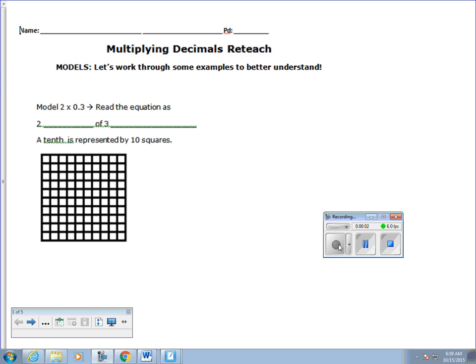For 5th graders, this is the multiplying decimals reteach. Let's work through some examples to better understand. Modeling. Let's go ahead and model 2 times 0.3. We're going to read this equation as 2 groups of 3/10.